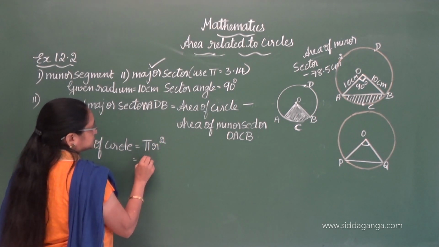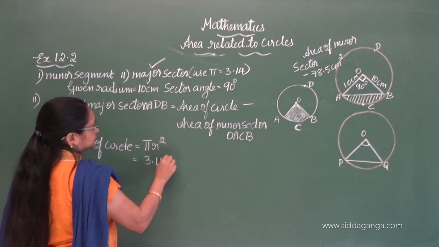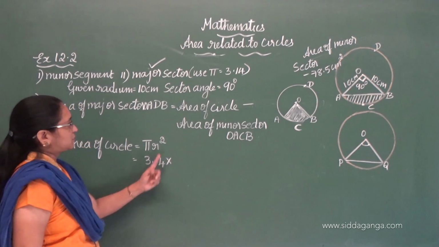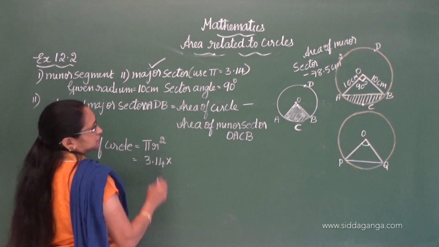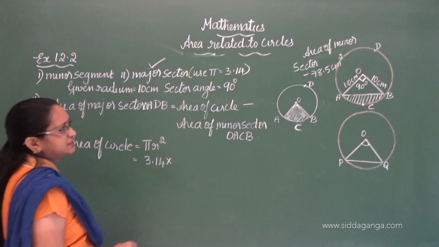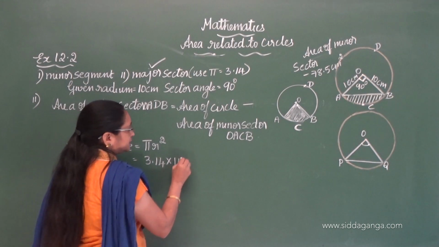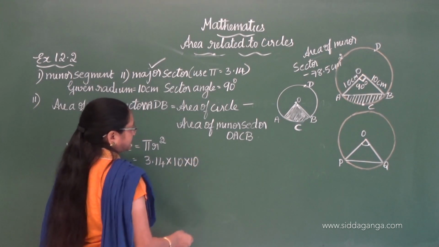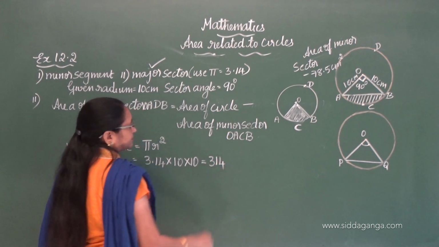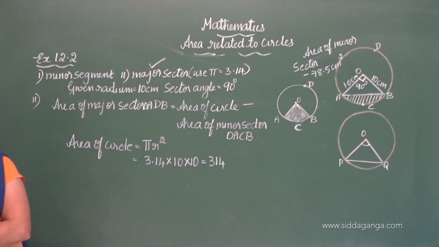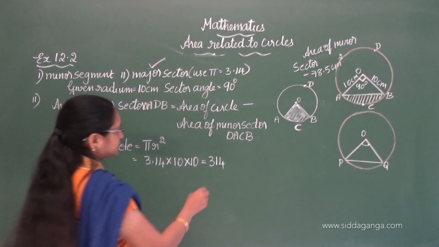So this is 3.14 into r, because they have asked you to use 3.14. What is r? Radius. So 10 into 10. So here 314. So we have 314 centimeter square.